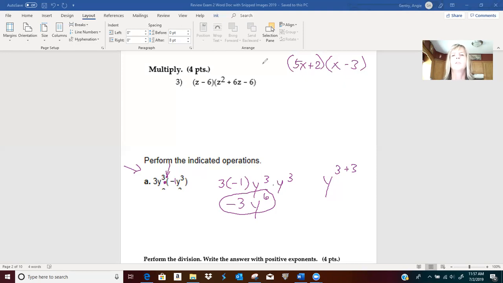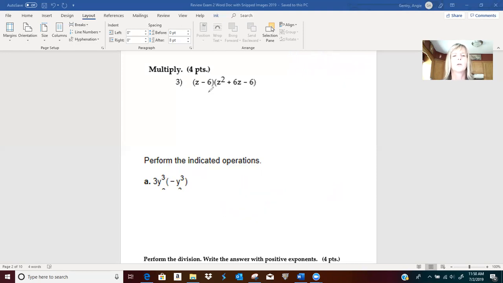Okay, and then in this case here, I'm going to clear the drawings. You have a binomial times a trinomial. So what you do is you multiply through, you multiply all the first one through. So z times z squared is z cubed. Z times 6z is plus 6z squared. Z times -6 is -6z.